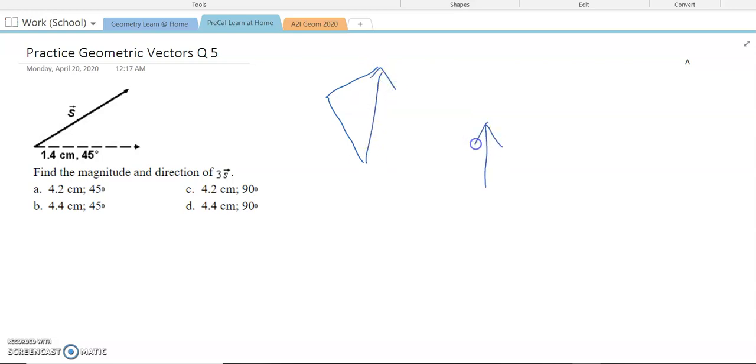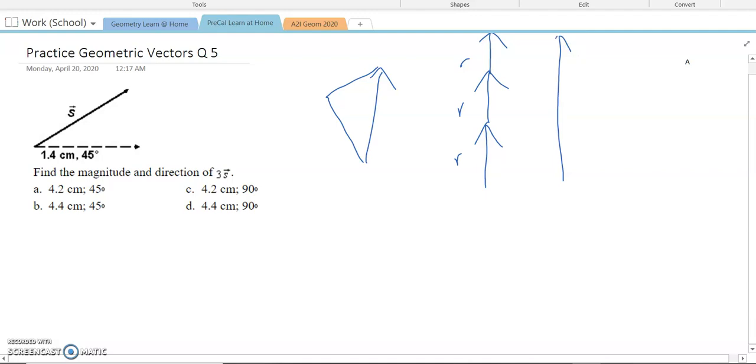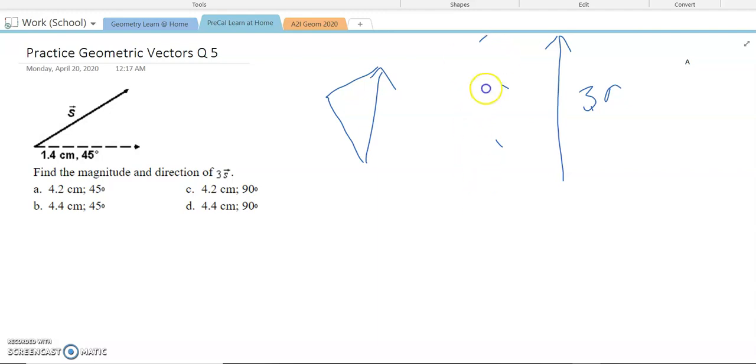When you multiply something, you literally just keep going in the same direction. So if I had r, or whatever you want to call this one, 3r is going to end up looking like this, in the same direction. So we're not going to draw a picture of this one. We just need to multiply, and we know the direction or angle is not going to change for this one.